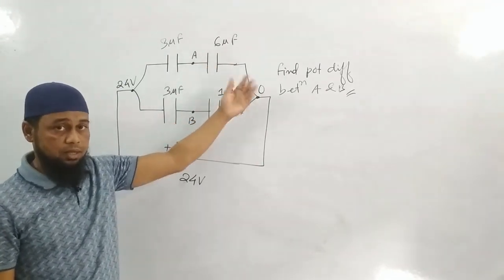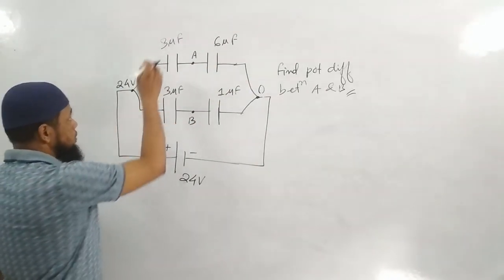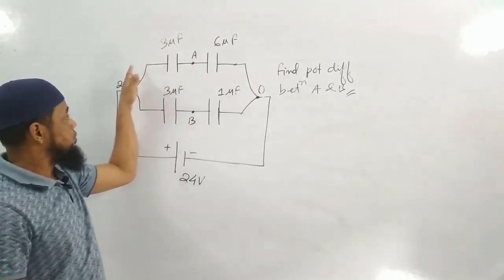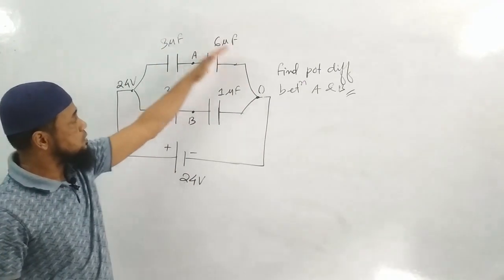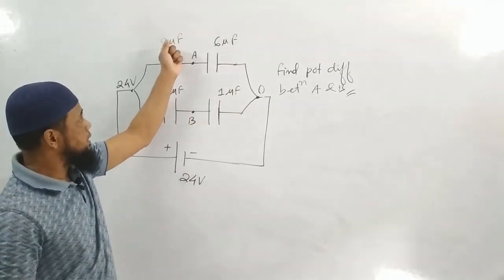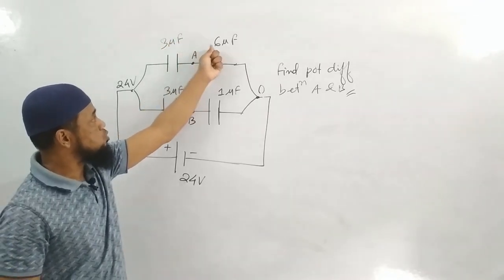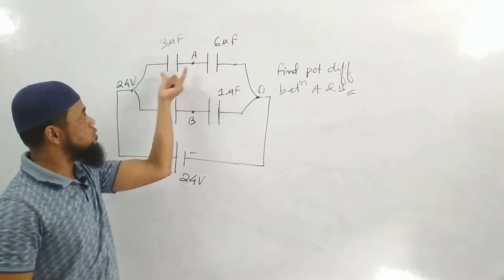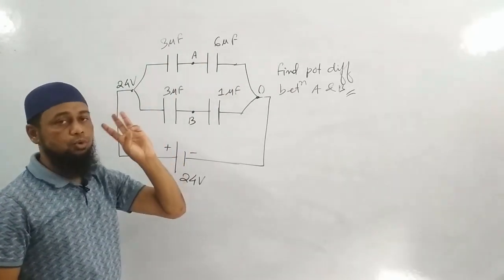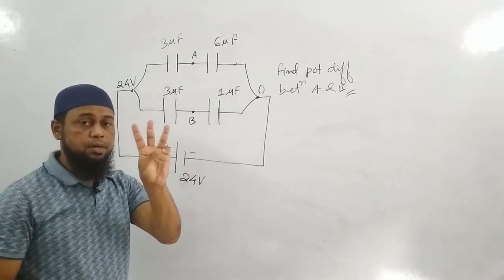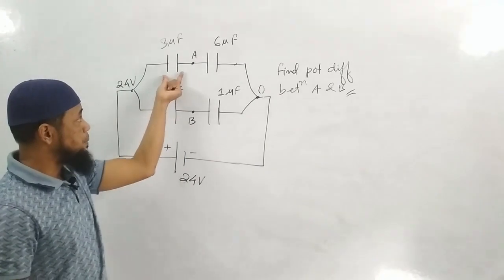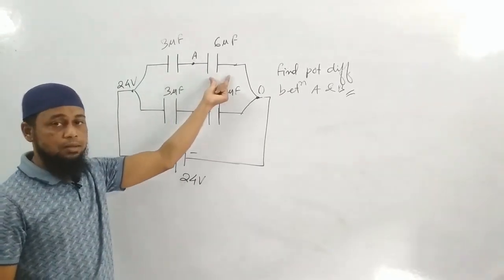Okay, think of the last problem. So total potential drop is how much across these two? 24. Across this one is also 24. So capacitances are, again, let me repeat, in the ratio 1:2, so potential drop will become 2:1. So here 2 parts will drop, here 1 part will drop. Now what is the total drop? 24. 24 is to be divided into 3 parts. Each part will become 8. So here 2 parts, 8, 8, and here 1 part, 8.